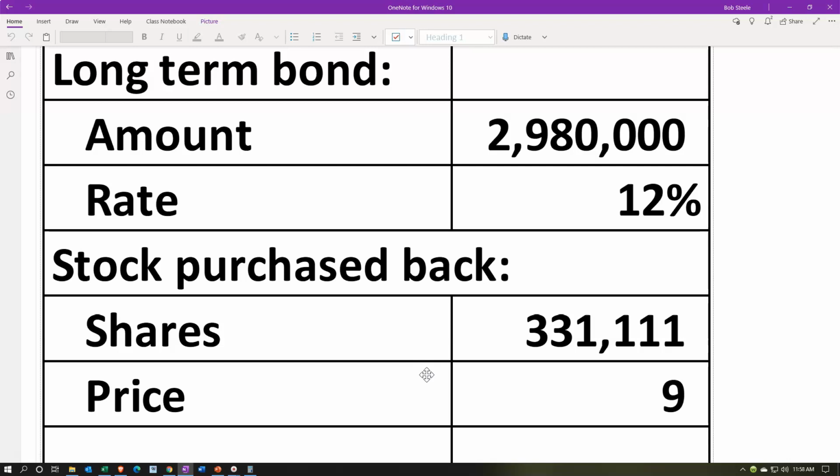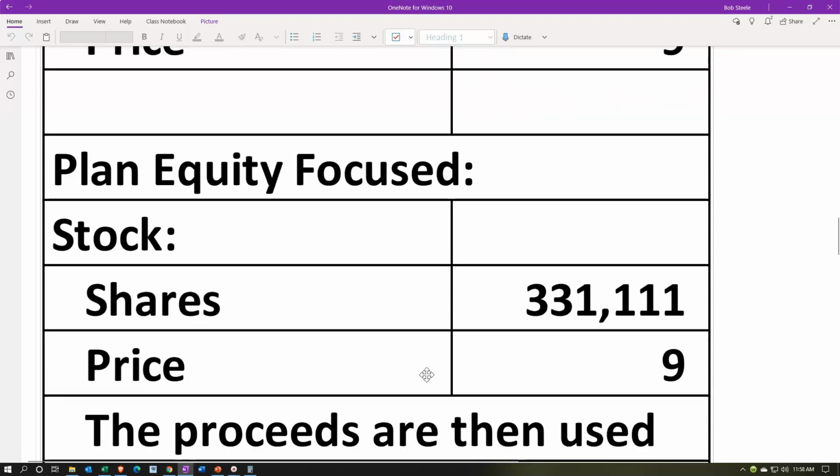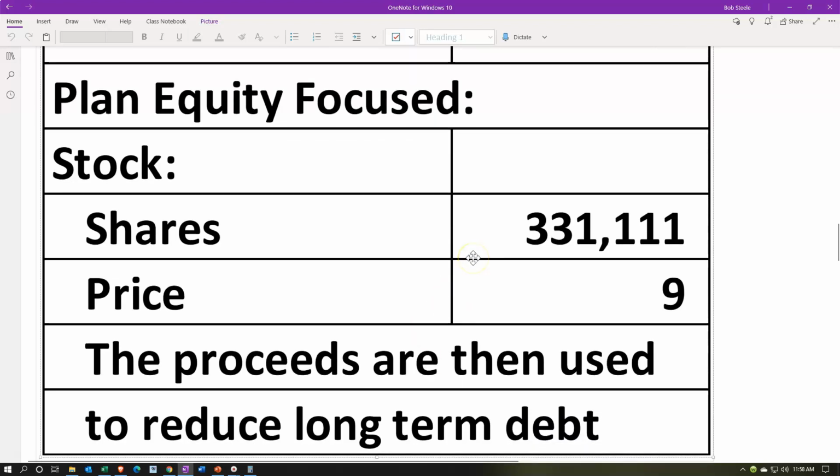So we have the price. This is the market price that we have to purchase it back for, $9. Then we have the equity plan. Let's go to the other extreme and say, well, what if I want to refinance with equity? How could we do that? Well, we could say, why don't we issue more shares of stock now?